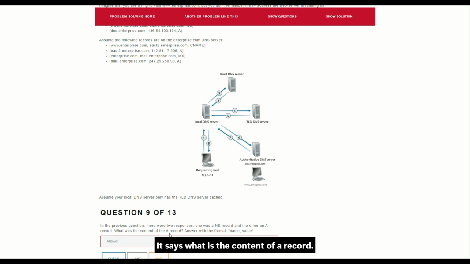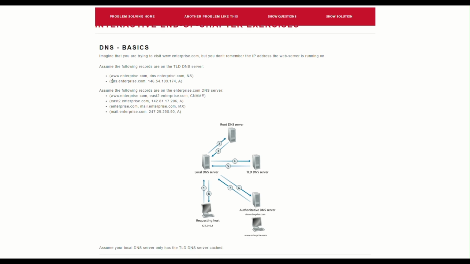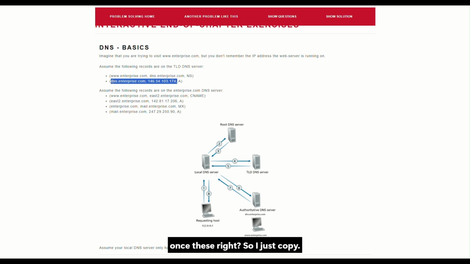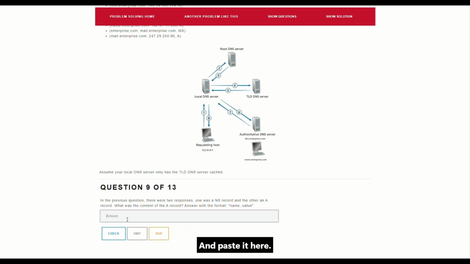It says, what is the content of the A record? Answer with the format name value. So look, we have the name, value, and the RR record. So it wants this. So it wants these, right? So I just copy and paste it here.